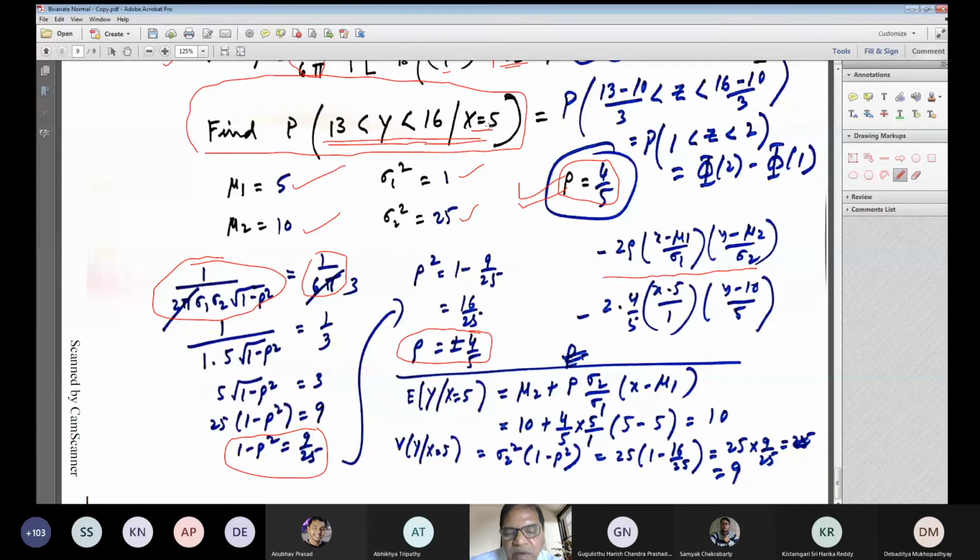Here it has been specified. So basically we have to find the expected value of y given x equal to 5. So mu2 plus rho sigma 2 by sigma 1.